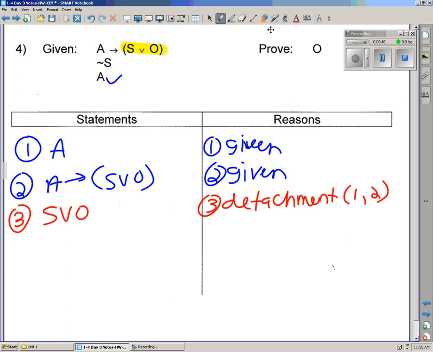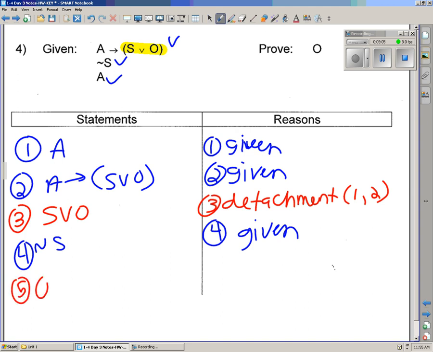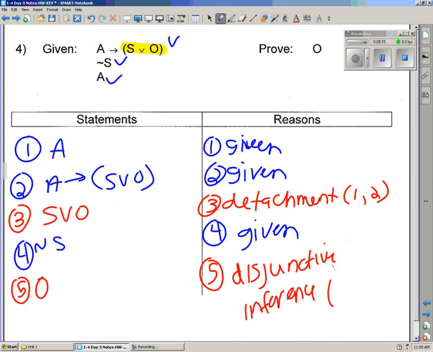Now with lines, oh nope, got to go back to my given, sorry. I need to now have my negate S, that's my given, so I can use that for my next line, given. So now from 3 and 4, I can use disjunctive inference, and we can pull out O, which is exactly what you wanted to prove. And we are now good. 3 and 4.